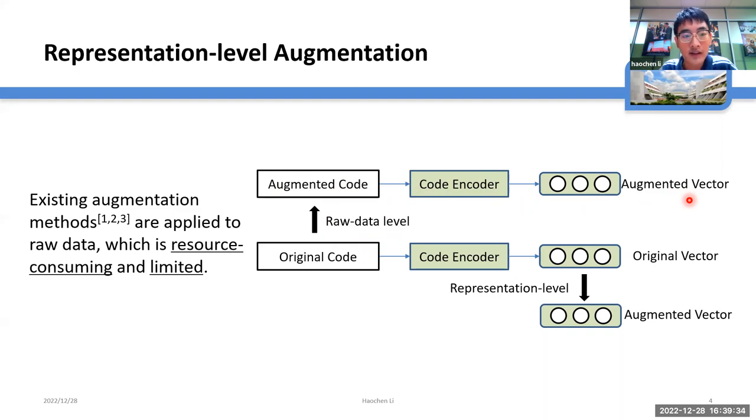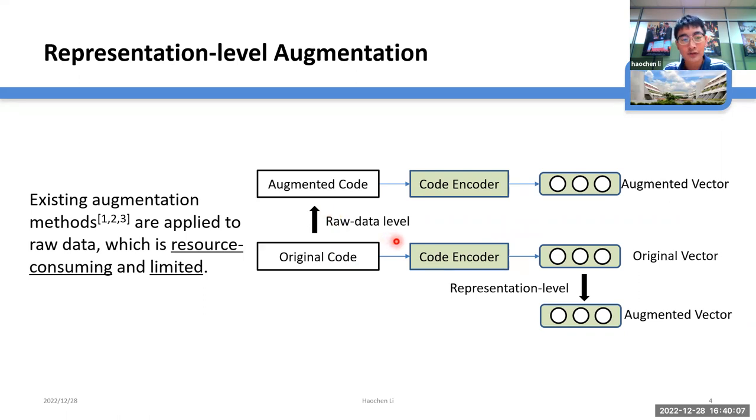And the other drawback is that the usage is limited. For example, one of the augmentation methods is that we change the for loops in the original code into while loops to get the so-called augmented code. But what if there are no for loops in the code? Under such situations, we cannot apply such augmentation methods. So that's why we say that existing methods are sometimes limited.